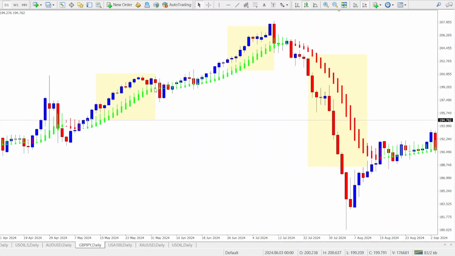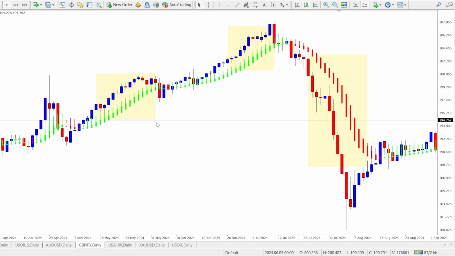However, when you notice that the candles and the indicator are beginning to come closer to each other, it shows that the momentum has decreased. So you should be watching out for what happens next. You don't need to exit immediately. Just watch out for what happens next, whether there's going to be a breakout or whether there's going to be a continuation.